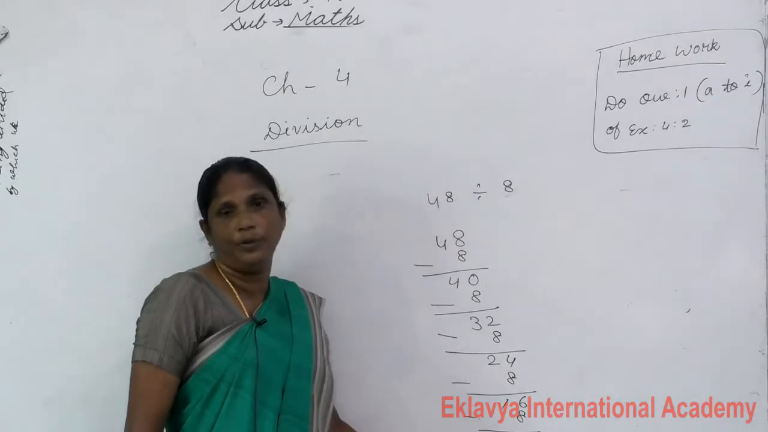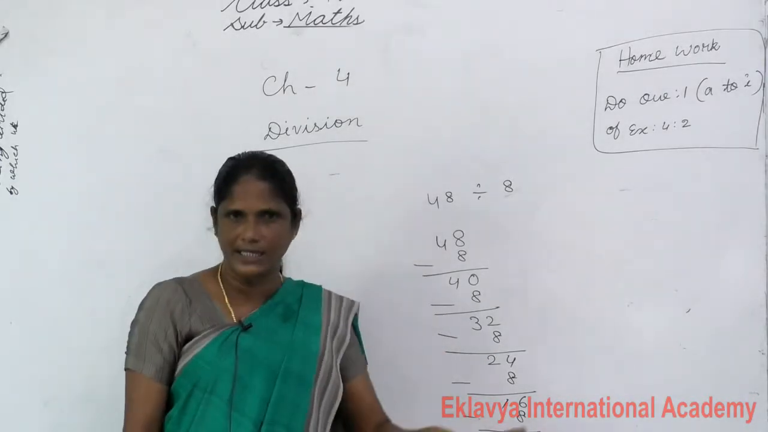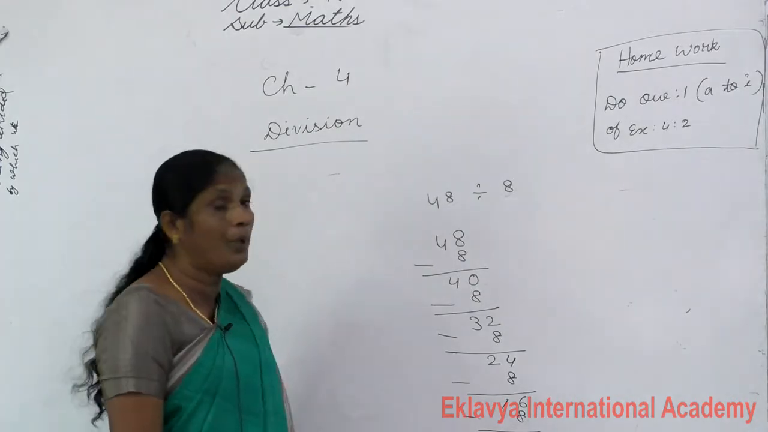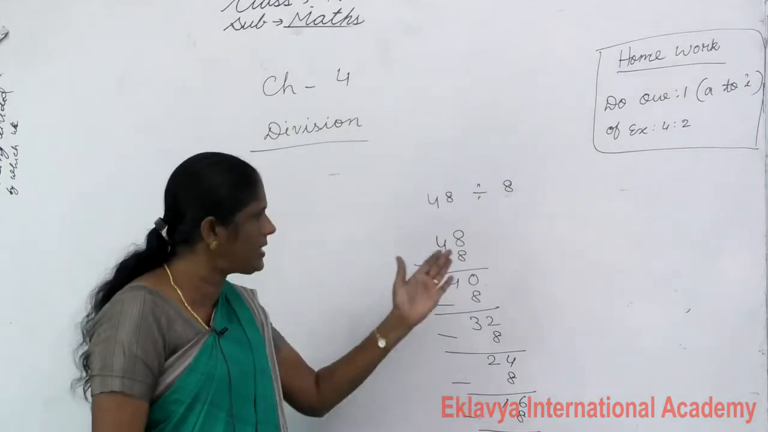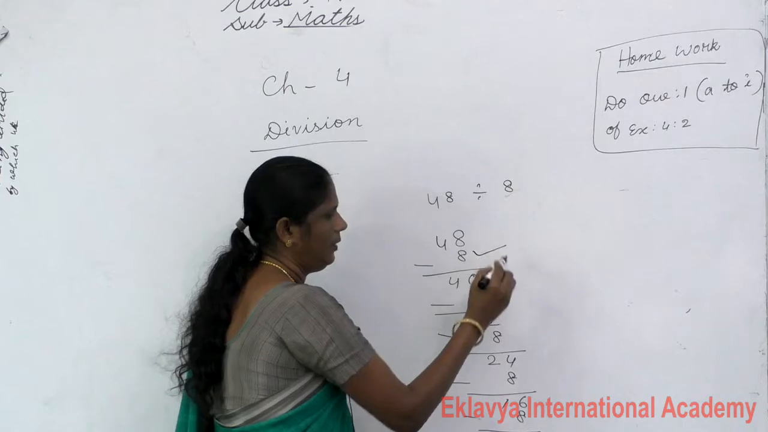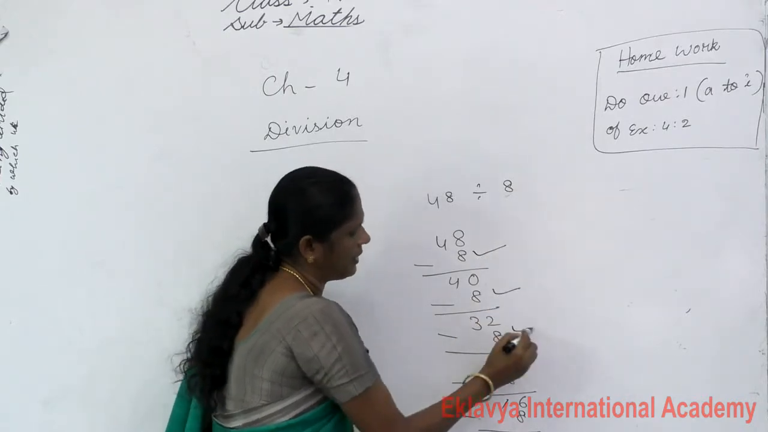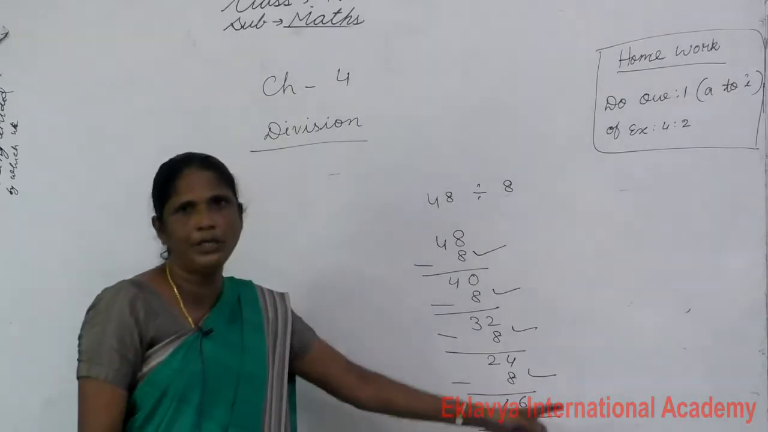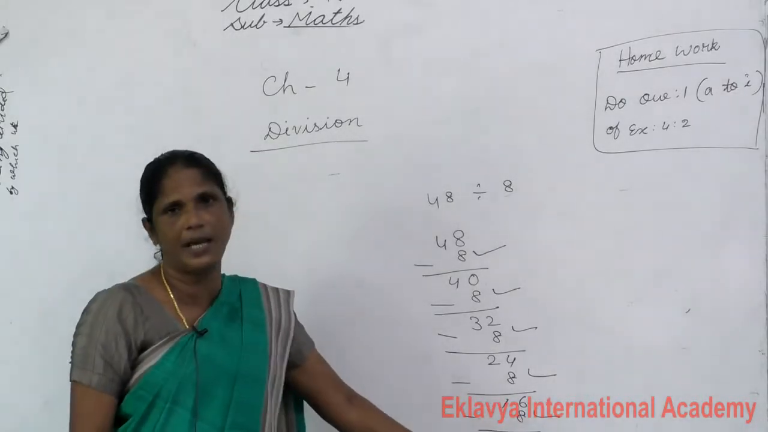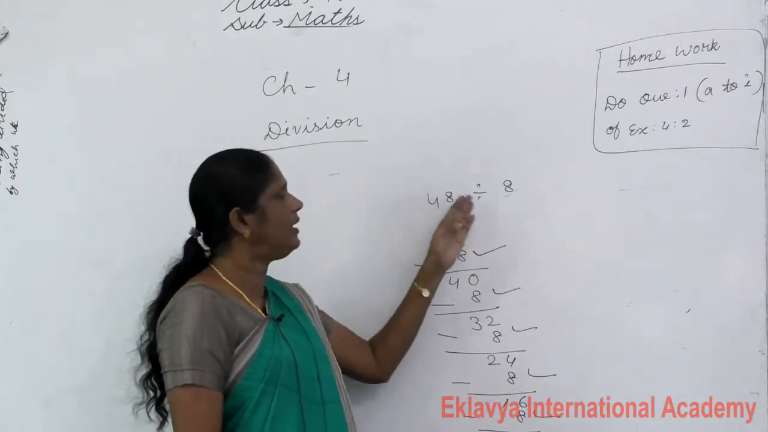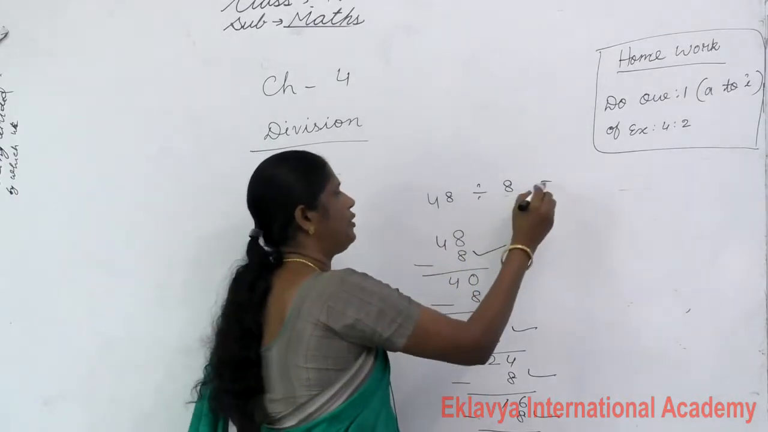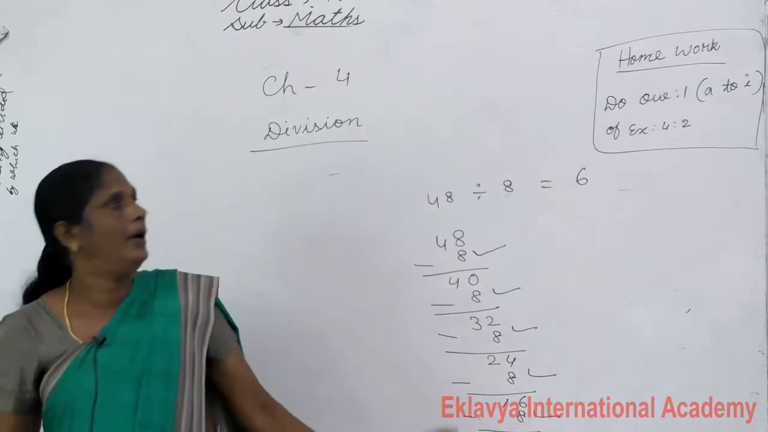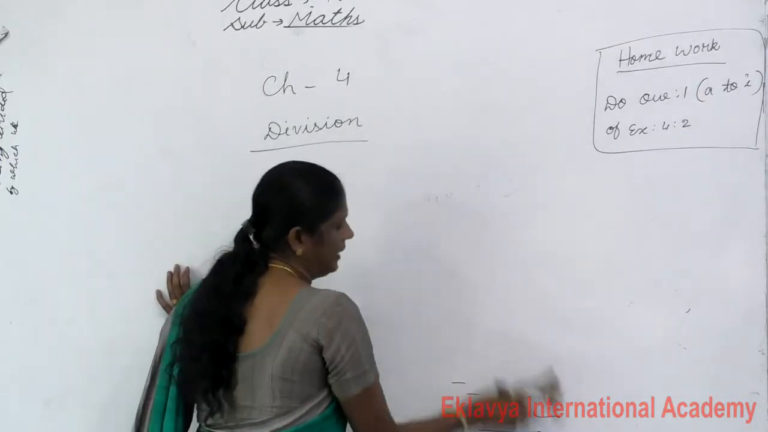Up to 0, you continue this process. This is called repeated subtraction. How many times do we subtract this? 1, 2, 3, 4, 5, 6. How many times did we repeat? 6 times. Therefore, 48 divided by 8 is equal to 6. This is the long method. Therefore, we write in the short method.